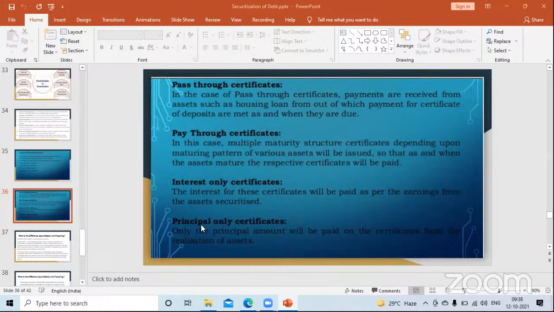Next, principal-only certificates. So only the principal amount will be paid on the certificates from the realization of assets. So suppose assets are realized, assets are sold. Now, what will you pay? Only the principal amount of the certificates of deposits.